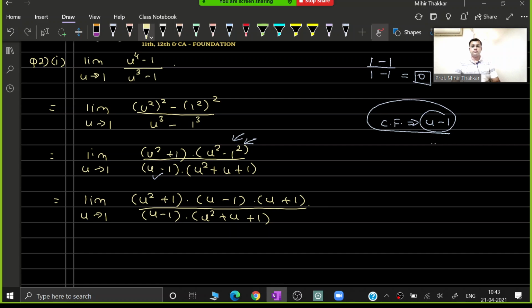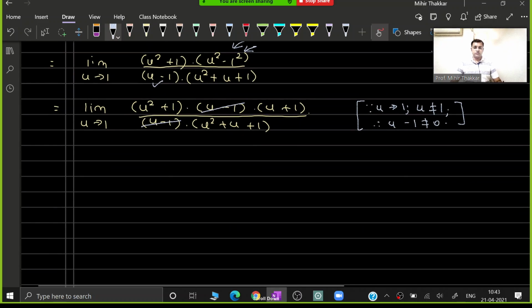u square plus u plus 1. So in this step, I will just cancel off the common factor and write the reason: u tends to 1, u is not equal to 1. Therefore, u minus 1 is not equal to 0. And now, because the common factor has been cancelled off, I can apply my limit value over here.